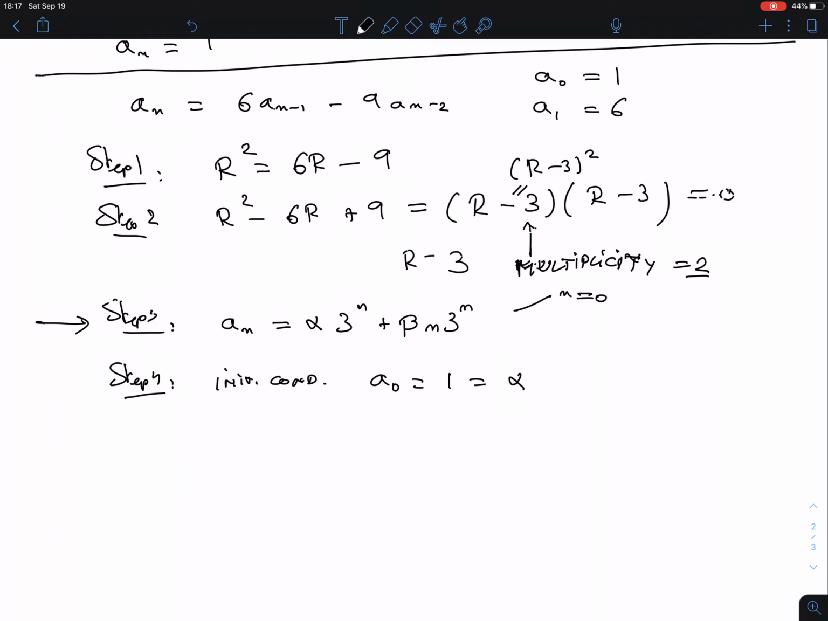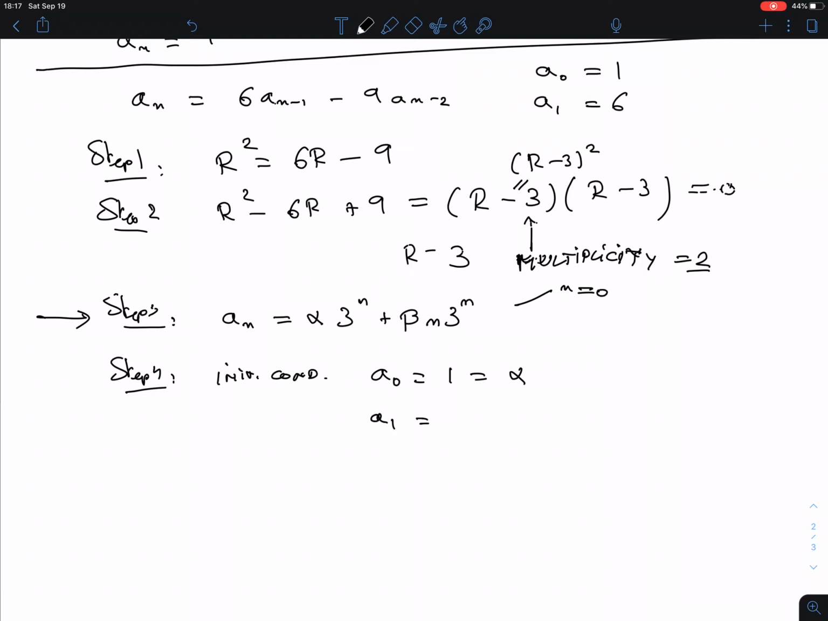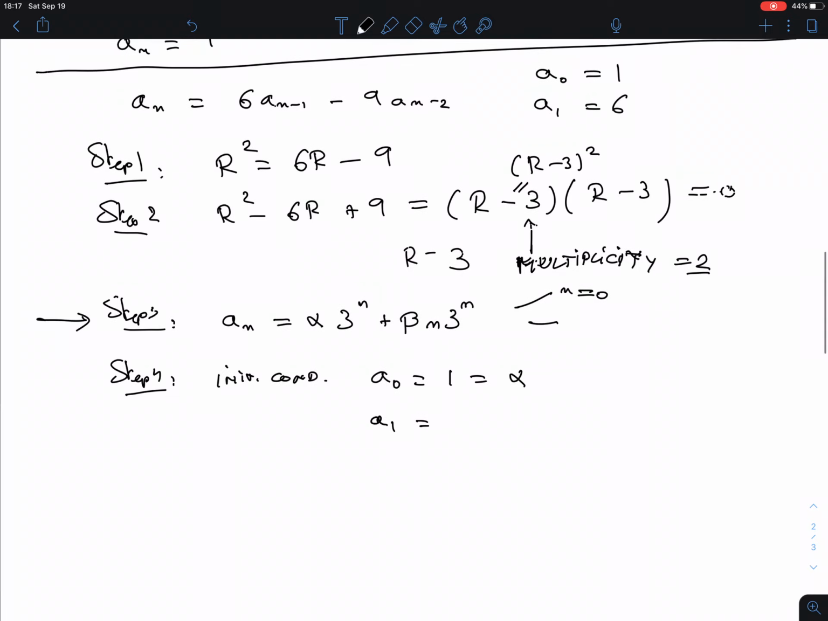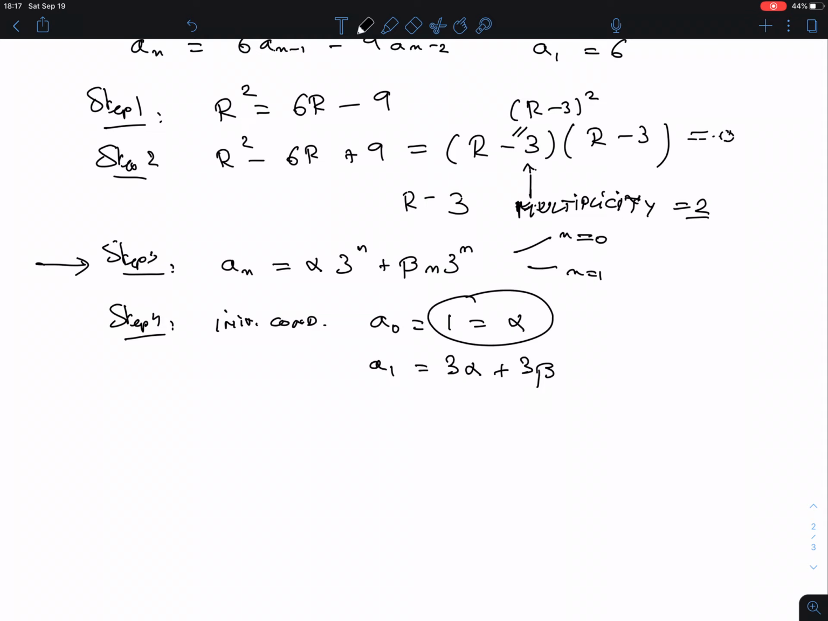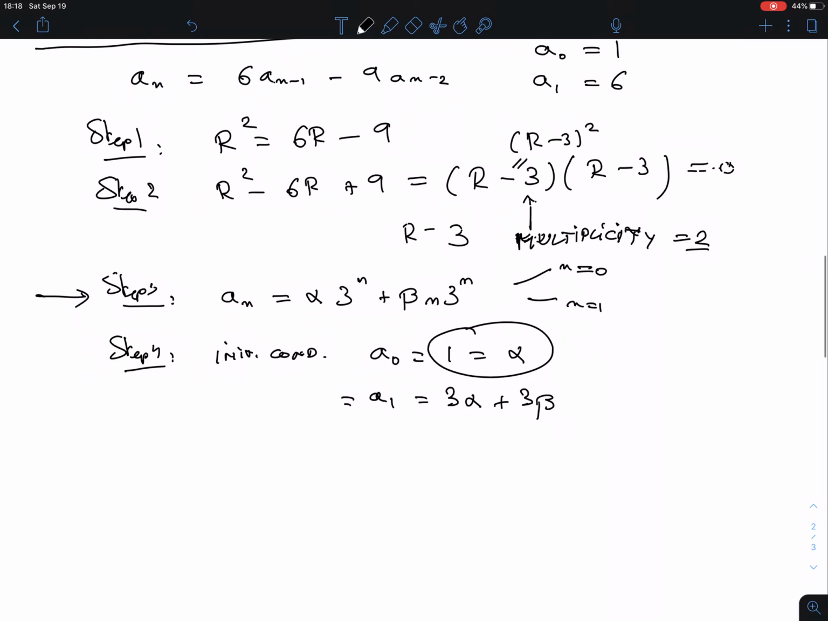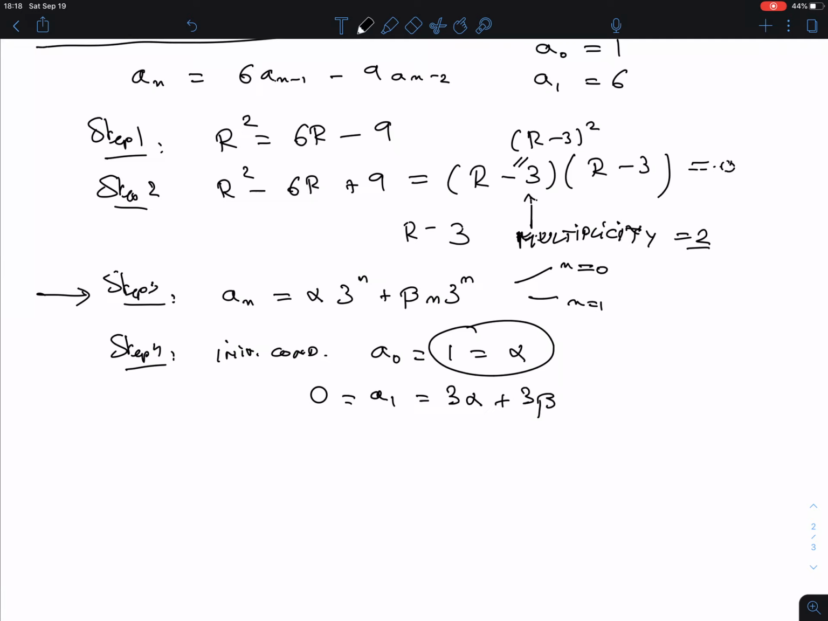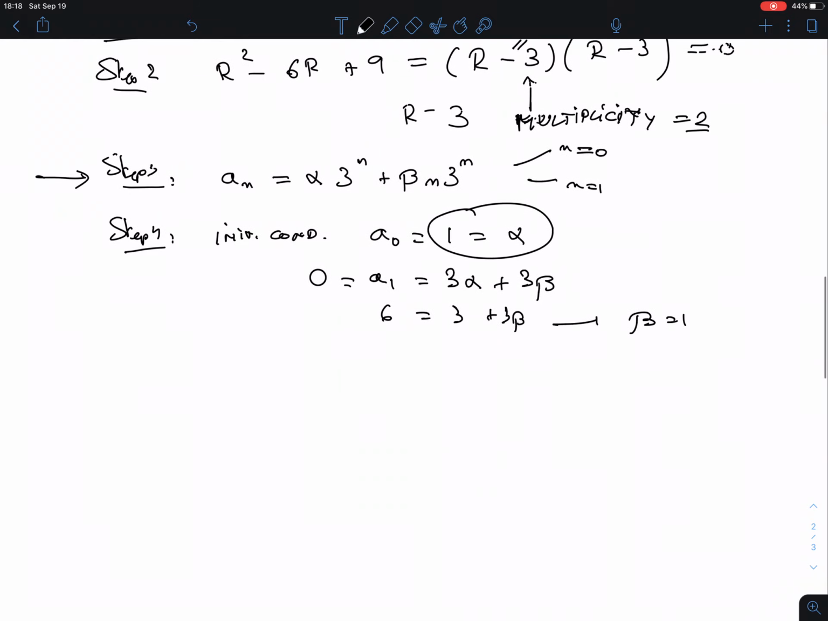So that's just alpha. And then A1, now I plug in 1 in this equation. So here I put in n equals 1 everywhere. That gives me 3 alpha plus beta times 1 times 3. So 3 beta. Okay, so this is now much easier to solve because I know already that alpha is 1. A1, what was A1? 6, right? That was 6. And so now I have to just plug in. So 6 is 3 plus 3 beta. And I hope you see that it means that beta is actually also 1 in this case, not just a coincidence. So we see that our solution is 3 to the n plus n times 3 to the n.